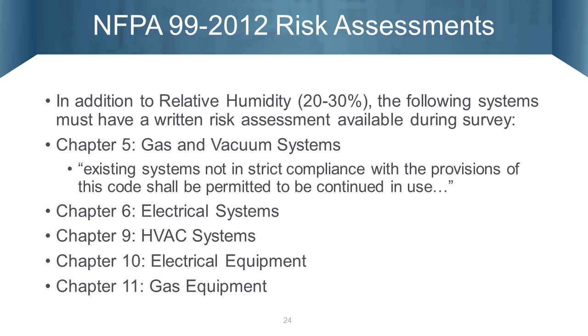Now, in addition, as I talked about earlier, we must have a relative humidity risk assessment written for a surveyor saying that we are allowing it to go below 30%, and we've got a completed written risk assessment. But in addition, we're required to do risk assessments on our gas and vacuum systems, our electrical systems, HVAC systems, electrical equipment, and gas equipment. Now, Joint Commission has not specifically stated it's required.